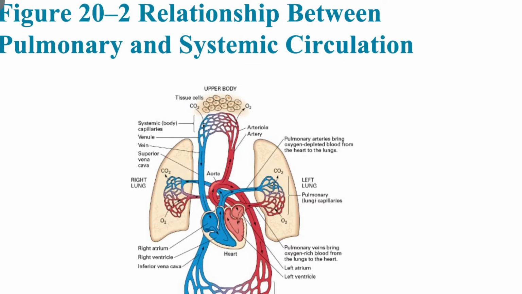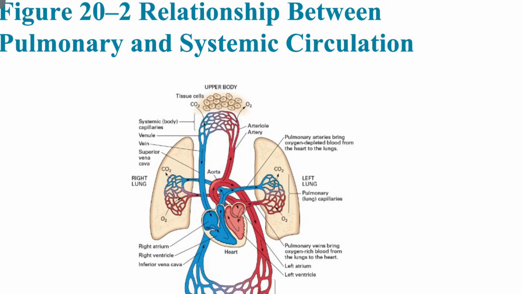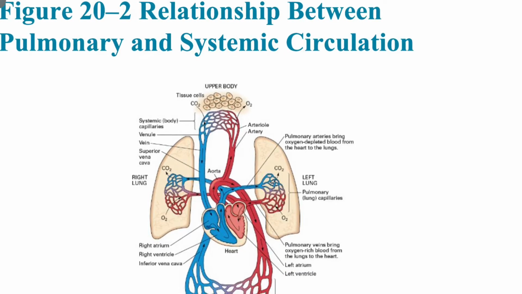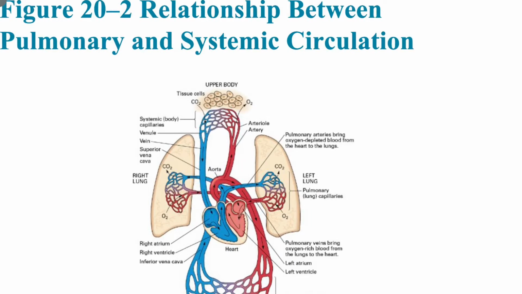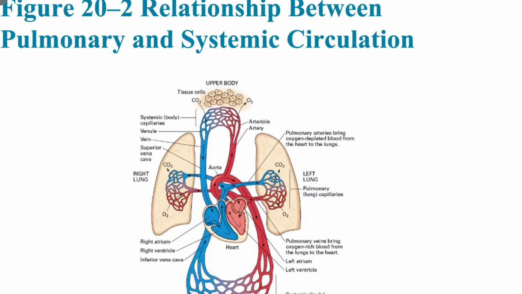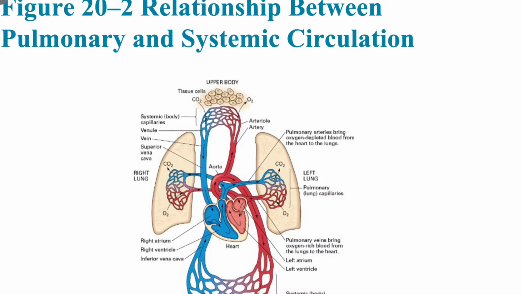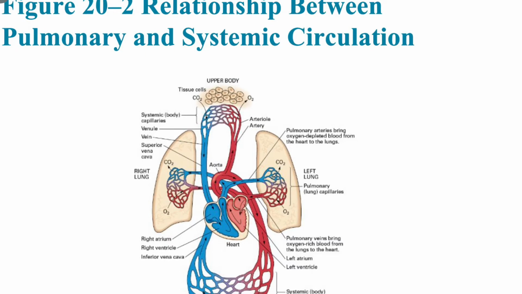Blood is distributed throughout the body through the aorta and its branches. Blood from the tissues of the head, neck, and upper extremities is emptied into the superior vena cava. Blood from the lower body is emptied into the inferior vena cava. The superior and inferior vena cava carry their contents into the right atrium, and the cycle begins over again.